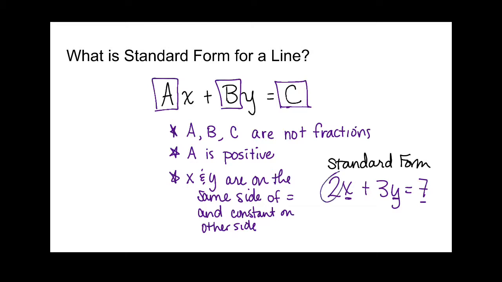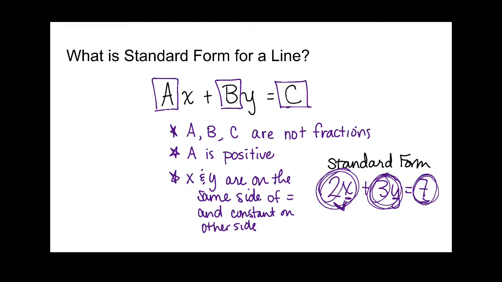Now 2 and 3 are like constants, but because they're attached to the variable, we call them coefficients. And this becomes a variable term. This is a variable term, and then this is a constant term. So the constant term is what's on the other side of the equal sign.